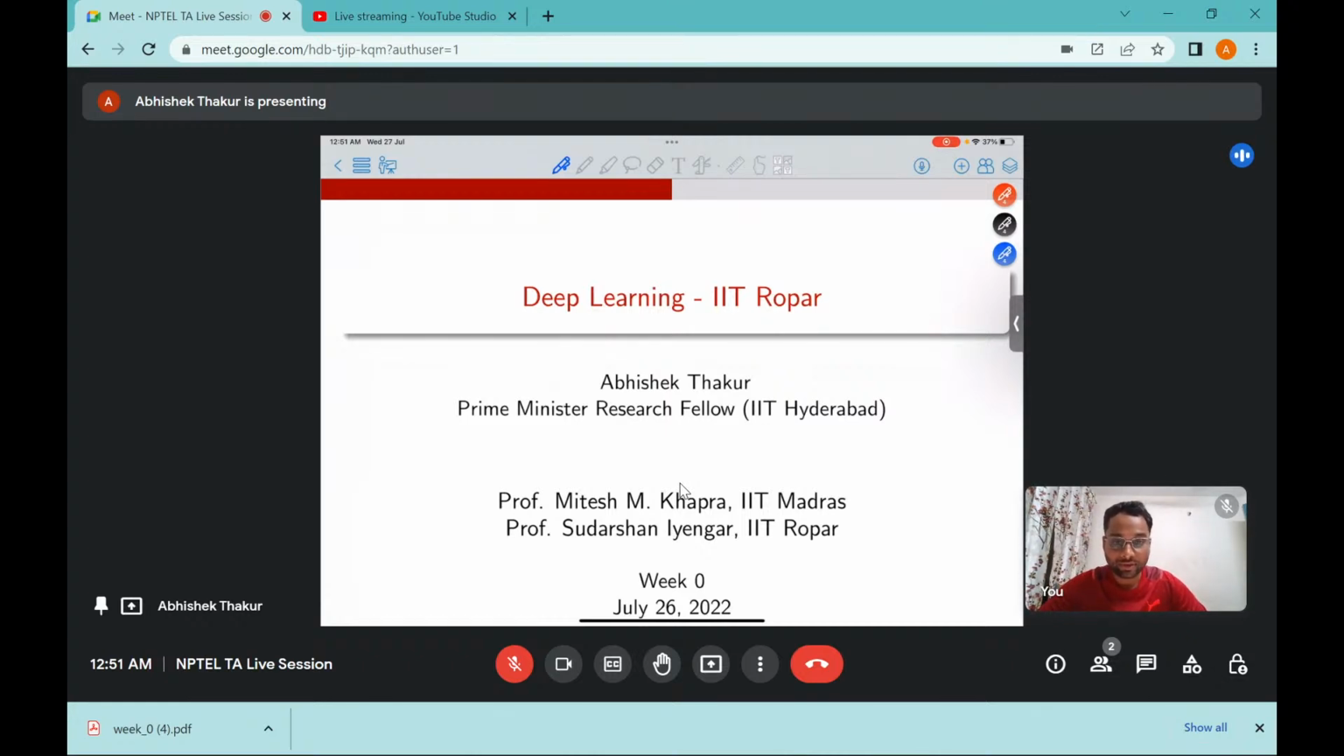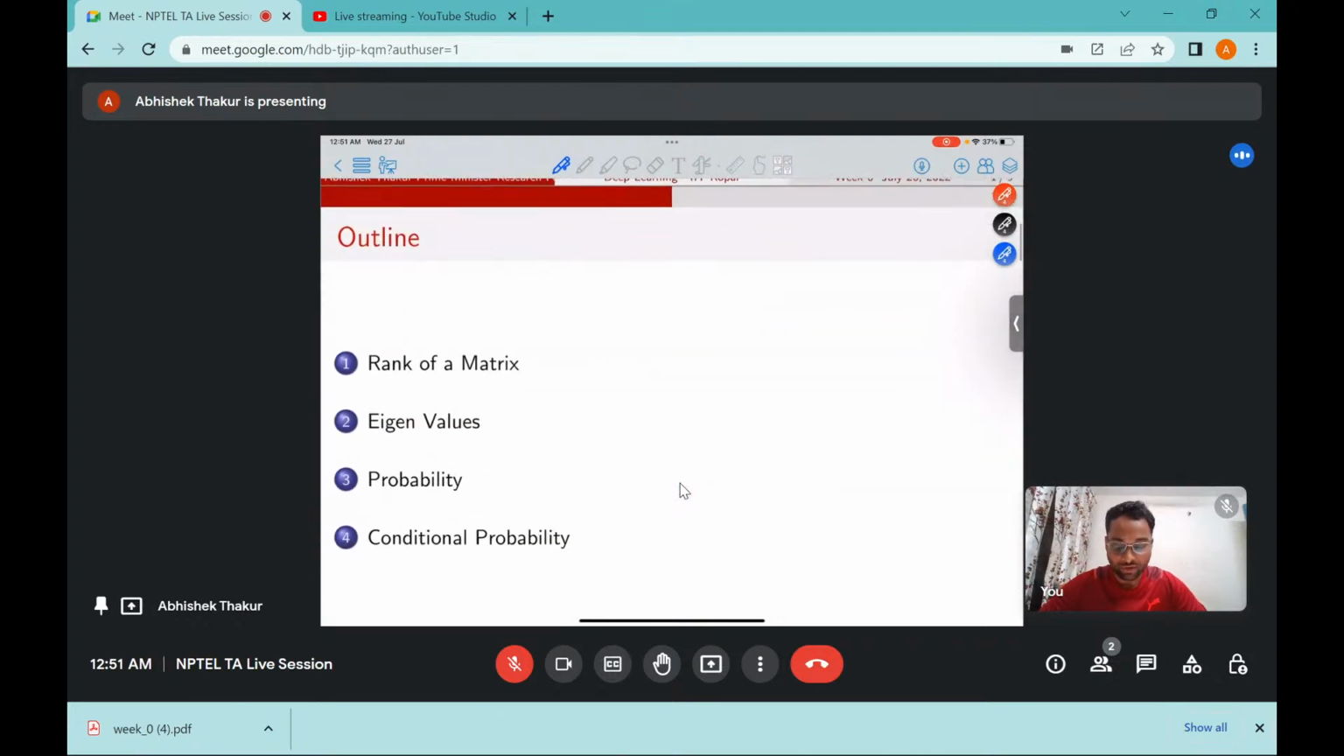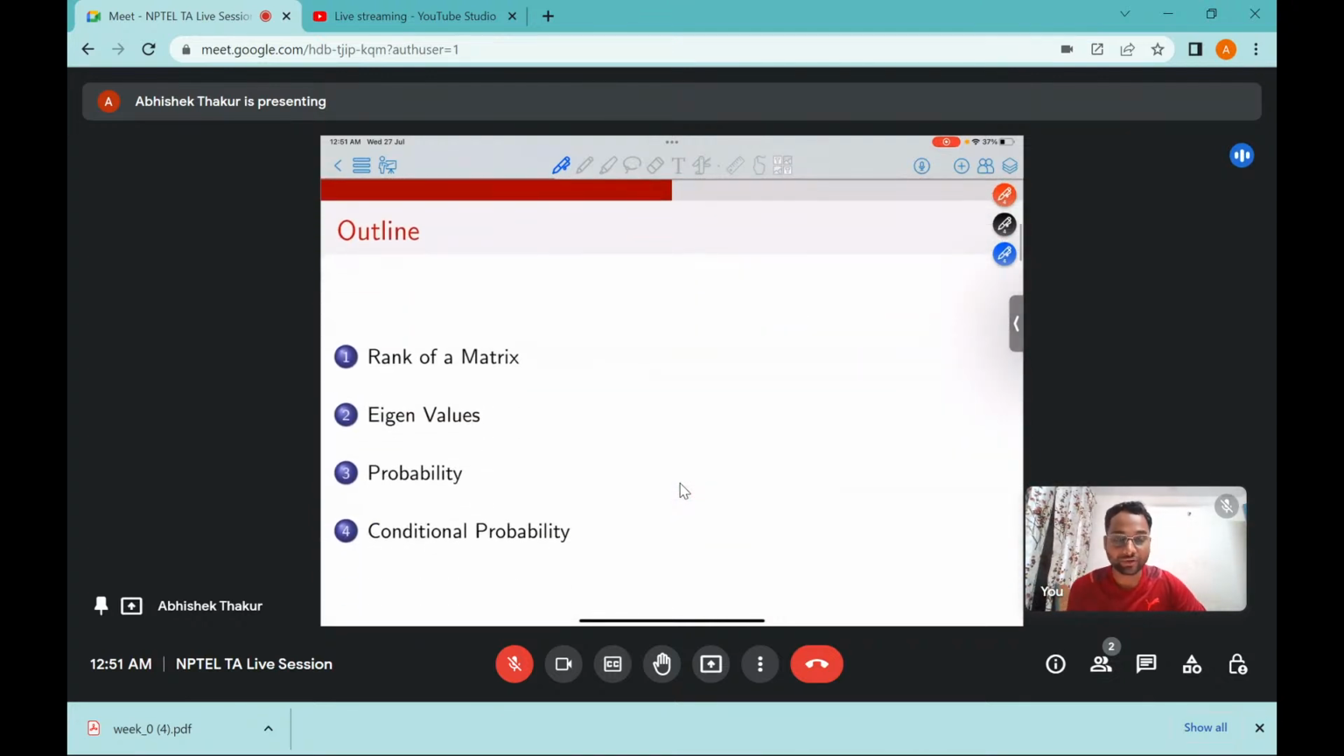So before moving to the week 1, you need to solve the assignment of week 0 that is based on the prerequisite of this course. The prerequisite of this course is linear algebra and probability. Today we will be discussing some of the basic questions based on linear algebra and probability. So first we will see the concepts of rank, then eigenvalues, and then probability and conditional probability.